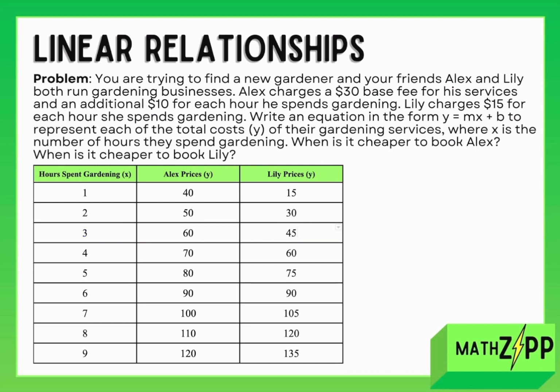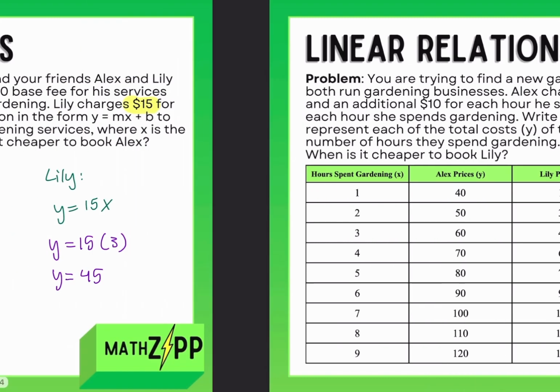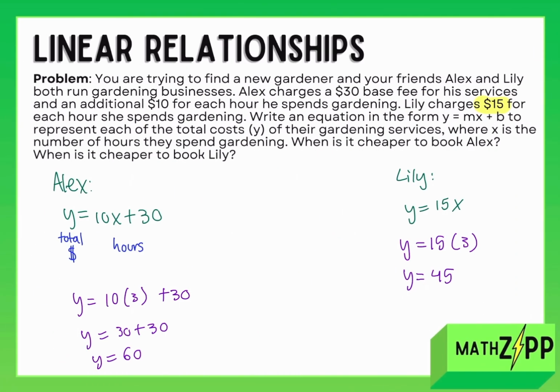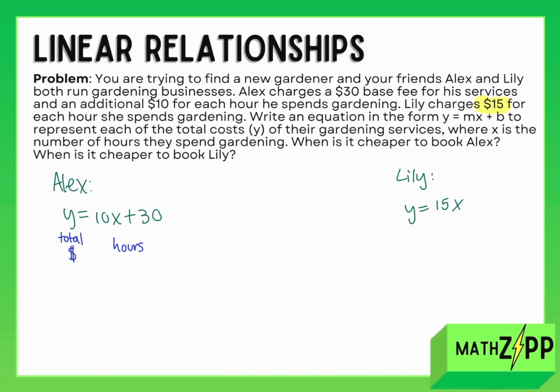We can use a trial and error technique by substituting different x values into both equations like we did on this slide, but this isn't always the easiest way. The best way to solve these types of problems is by setting each equation equal to each other, since they both equal y. To do this, we would have 10x plus 30 is equal to, instead of y, we just set it equal to Lily's equation, 15x.